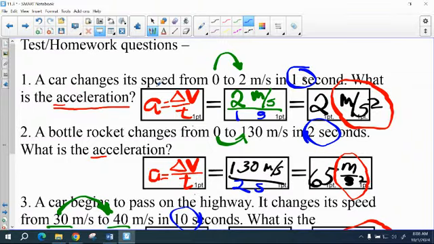So a car changes speed from 0 to 2 meters per second in 1 second. So what's the acceleration? Well, remember the formula is a equals delta v over t. Actually, technically, we could call that delta t too if we wanted to. So then we have 2 meters per second per 1 second, or 2 meters per second squared. Okay?